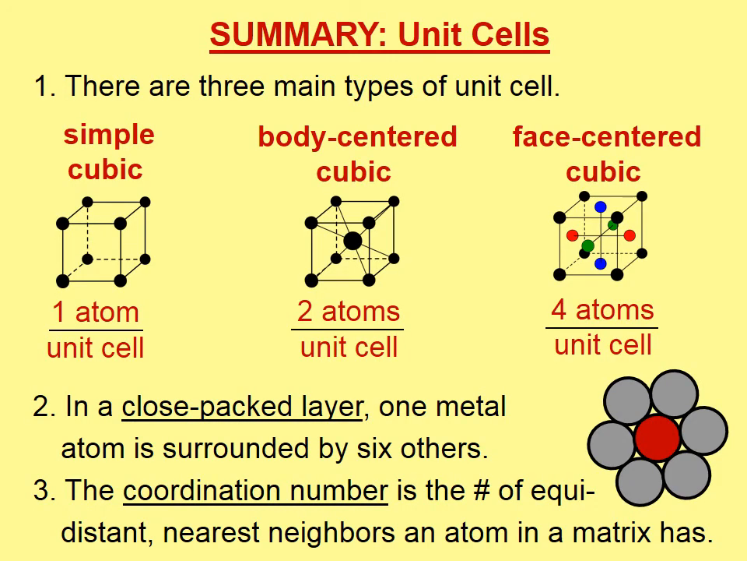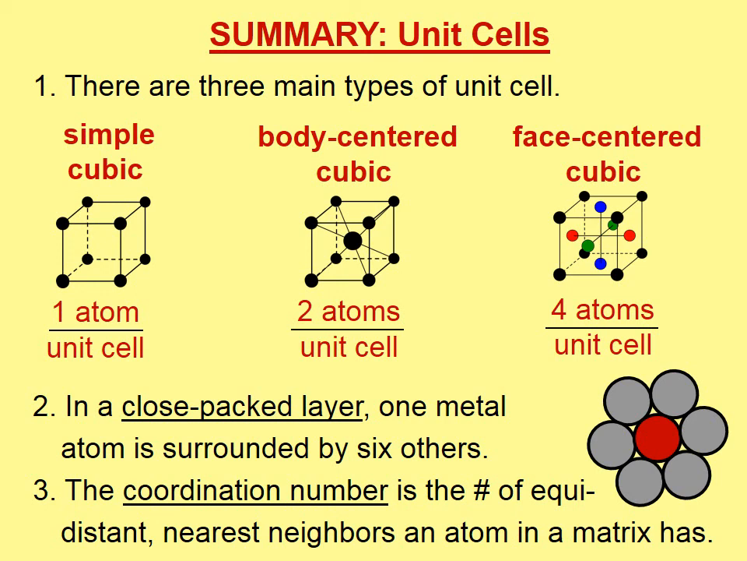Let's summarize unit cells. 1. There are 3 main types of unit cell. The simple cubic, which has 1 atom per unit cell, the body-centered cubic, which has 2 atoms per unit cell, and the face-centered cubic, which has 4 atoms per unit cell. You'll notice that with the face-centered cubic, there is an atom on each of the 6 faces. And with the body-centered cubic, there is an atom right in the middle of the body of the unit cell.